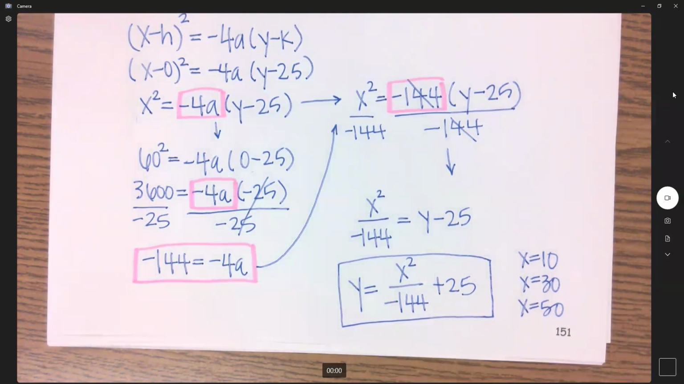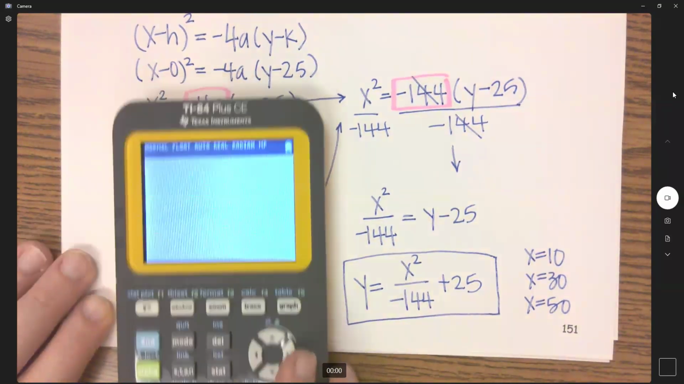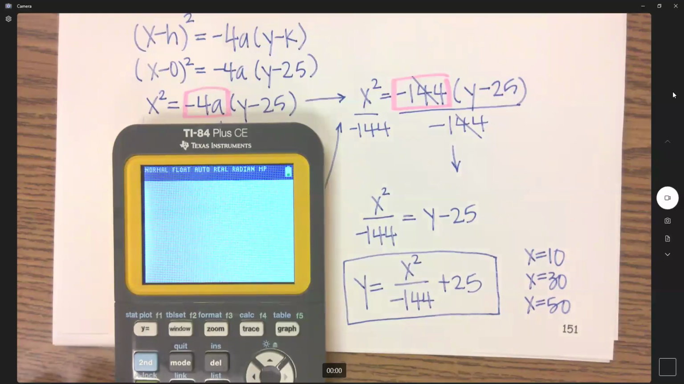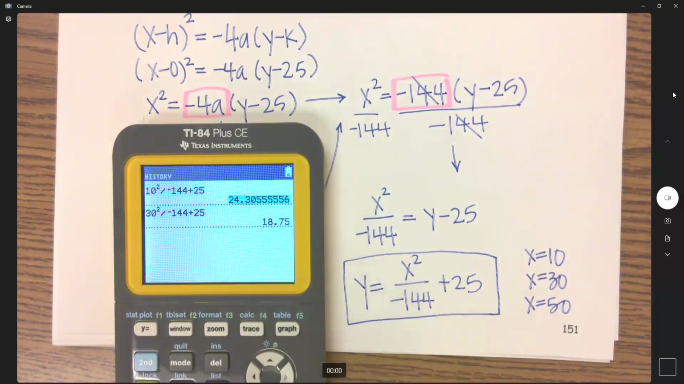So let's do that real quick. And it'll help you. Here we go. All right. So I have 10 squared divided by negative 144 plus 25. Change my 10 to a 30. And change my 30 to a 50.